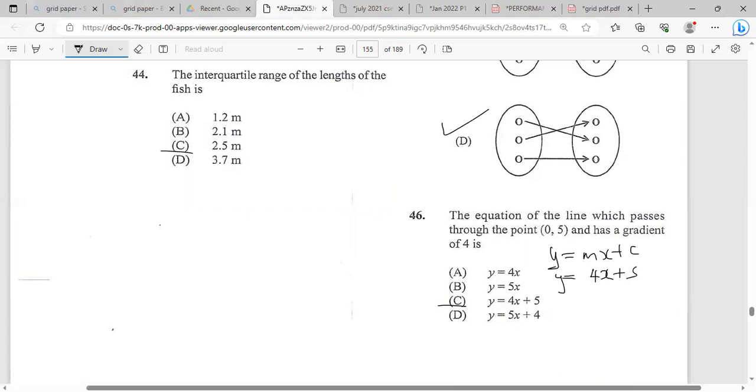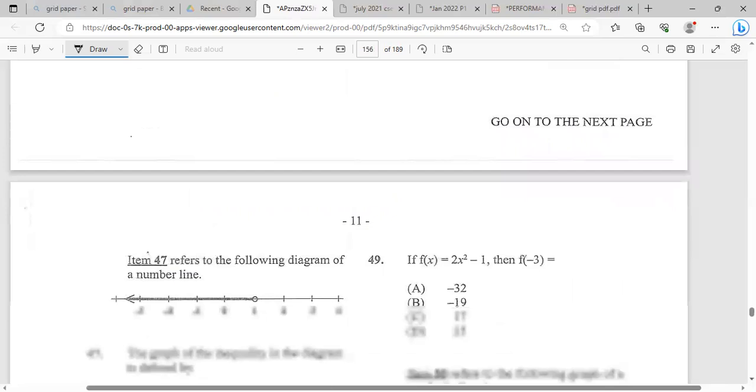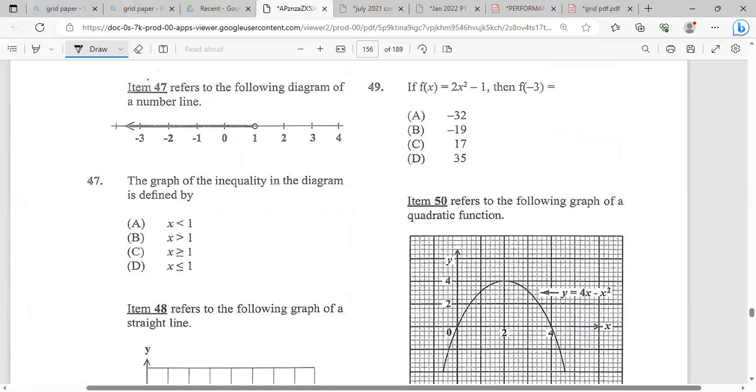All right. And look out, guys, in case they change around the numbers, because those questions are easy to change up. Item 47 refers to the following diagram of a number line. The graph of the inequality which the diagram defines is. As we can see, it is open, right? Because this is open, we know it will be x less than 1. It cannot be less than or equal to 1 because it is open. If it was blacked out, then you would have had that. And all of these values are less than 1.